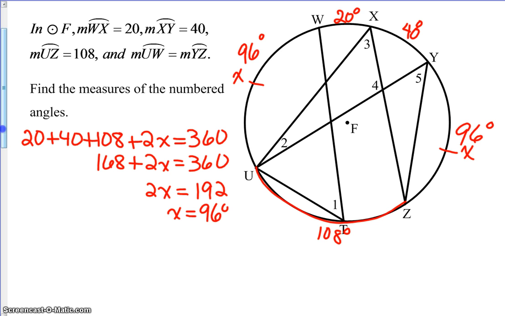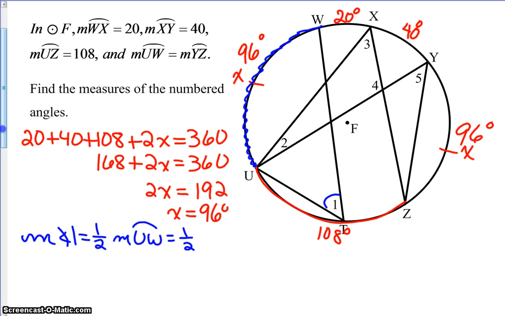First, let's look at angle 1. Angle 1 is down here. The arc inside angle 1 is arc UW. So I know the measure of angle 1 is going to equal 1/2 of the measure of arc UW. So that's 1/2 of 96, which is 48 degrees.